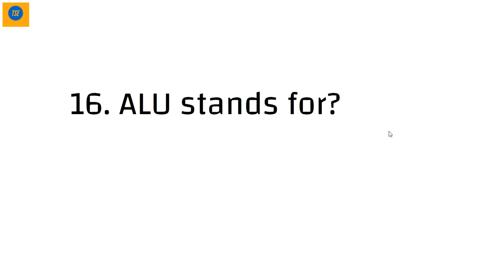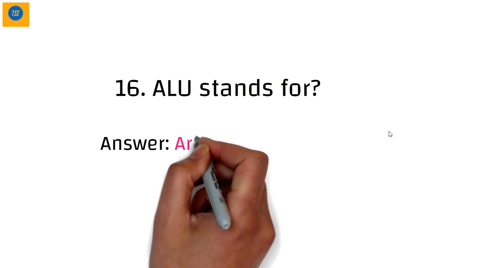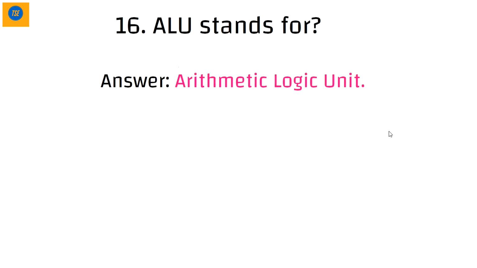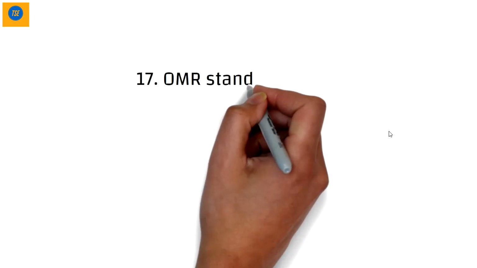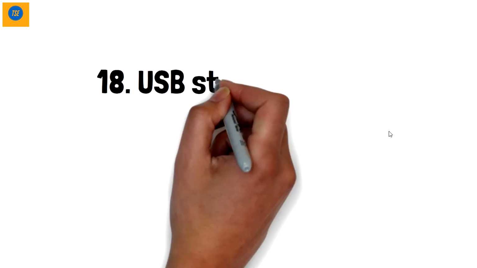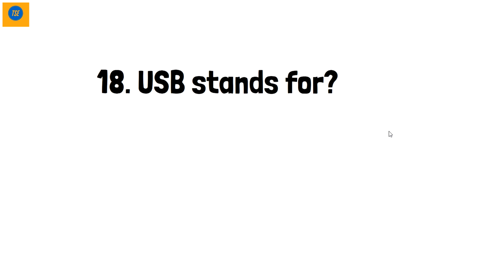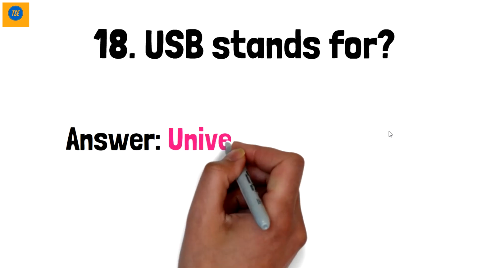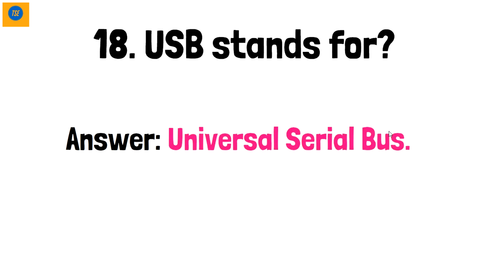Next question. ALU stands for? Answer: Arithmetic Logic Unit. Next question. OMR stands for? Answer: Optical Mark Reader. Next question. USB stands for? Answer: Universal Serial Bus.